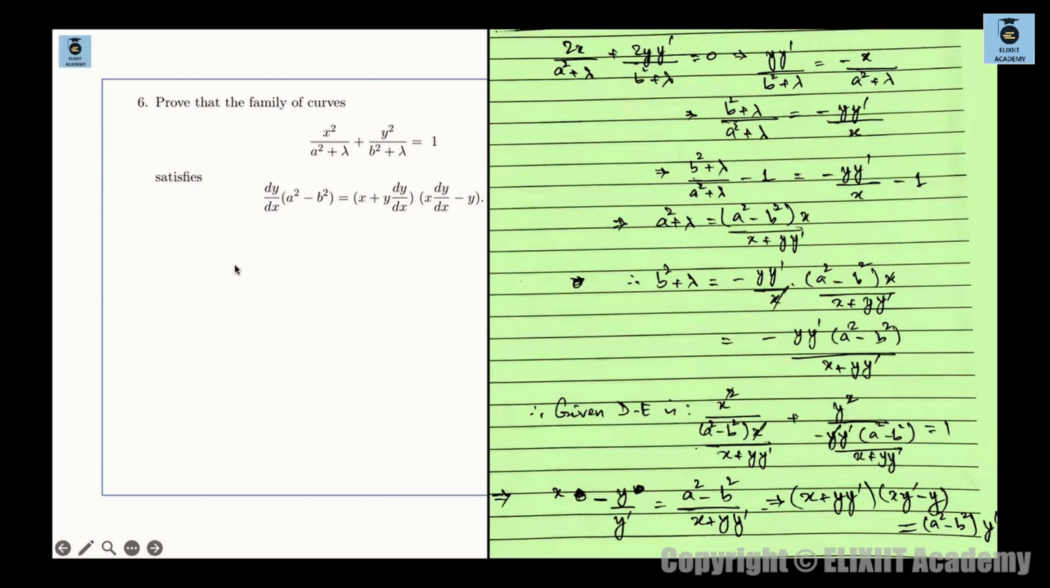Okay, here we have this question from differential equations. We have to prove that the family of curves given satisfies this differential equation. Just to save some time, I've given the solutions here.